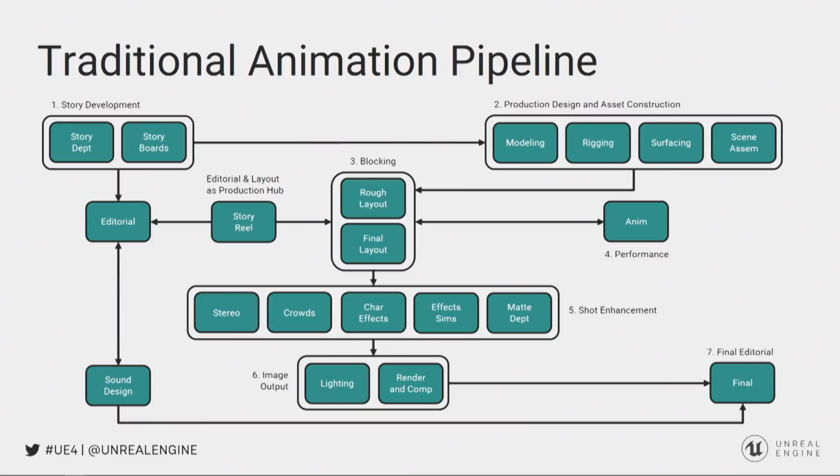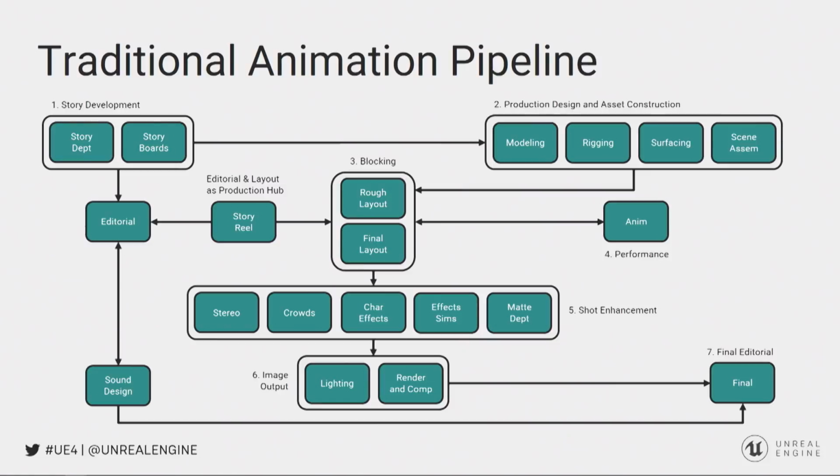Okay, let's take a look at the traditional animation pipeline. This is kind of what it looks like now. You've got a story department where story reels and storyboards are created. This all feeds into editorial, and it also feeds into your production design process where the modeling is taking place, rigging, surfacing, and scene assembly. All of this is now being fed into the central hub of a traditional pipeline, the layout department. That layout usually consists of a rough layout department and a final layout department.